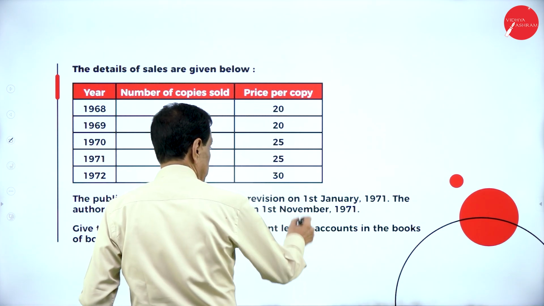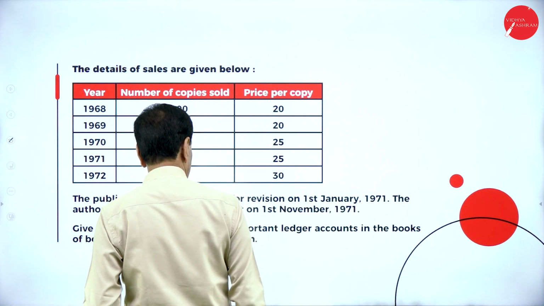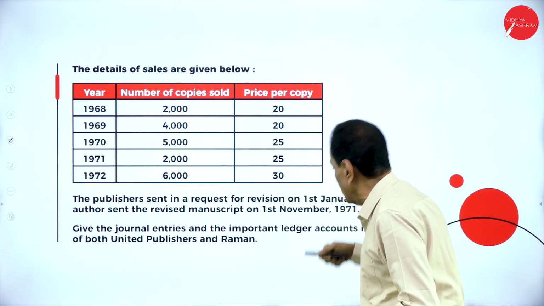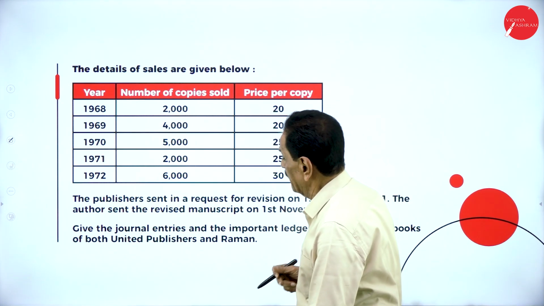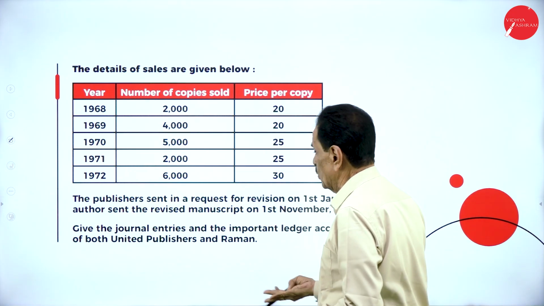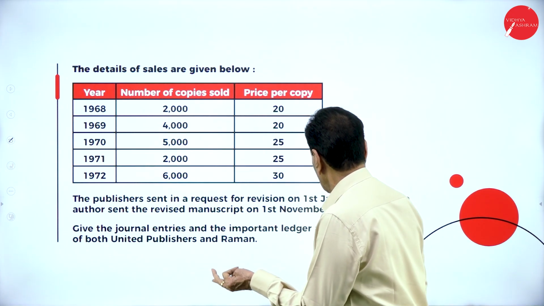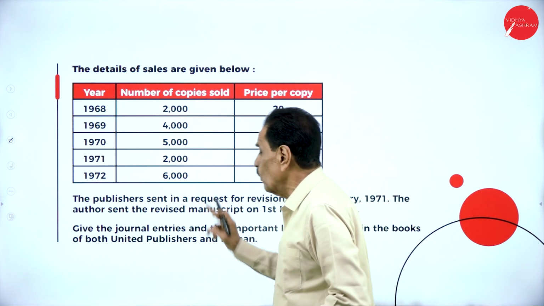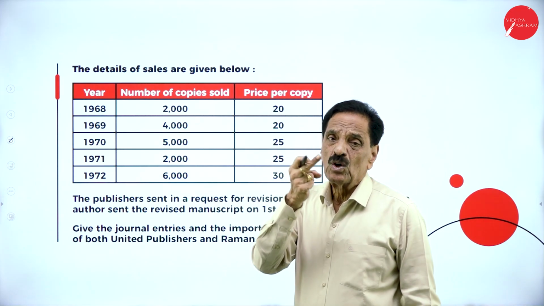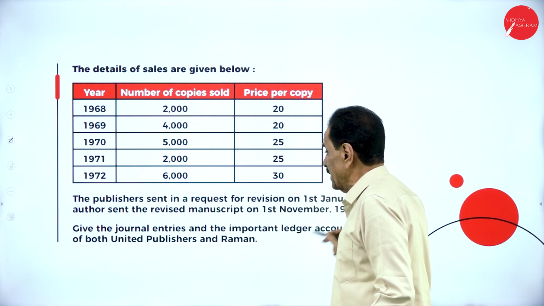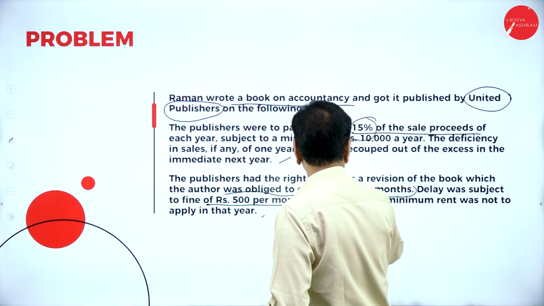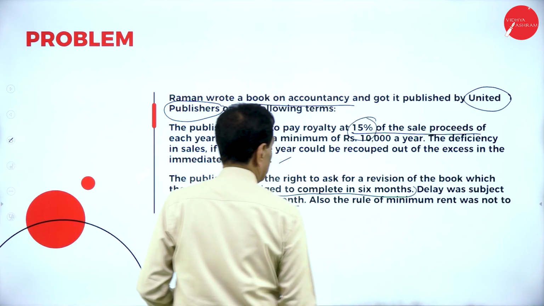The publisher requested revision on 1st January 1971. The author sent the revised manuscript on 1st November 1971. January, February, March, April, May, June, he has to send. He sent July, August, September, October. 4 months delay. So, subject to fine of 500 into 4 means 2,000 fine he has to pay during the year 1971. In this year, the question of minimum rent does not arise, the publisher had the right to ask for revision, which the author has to do.